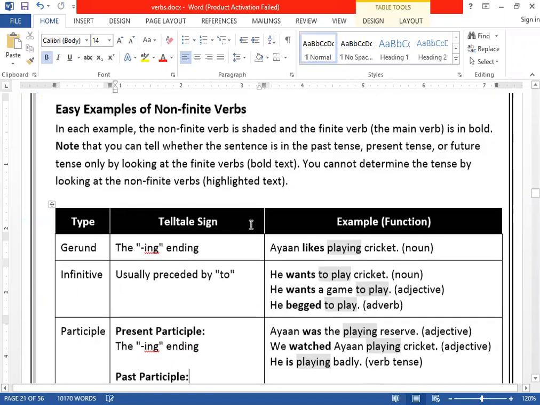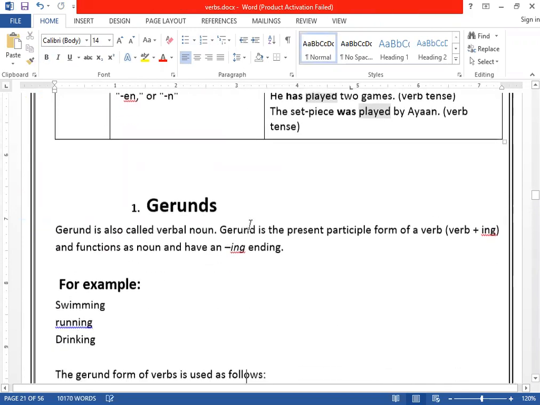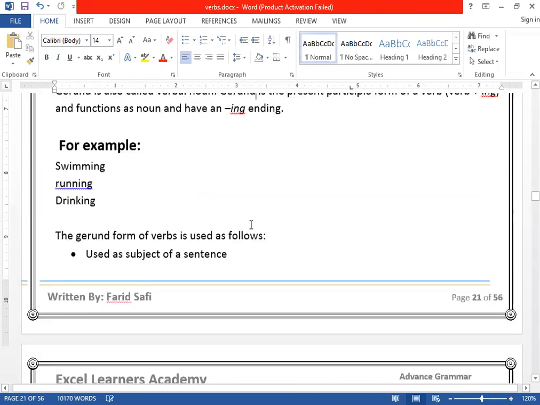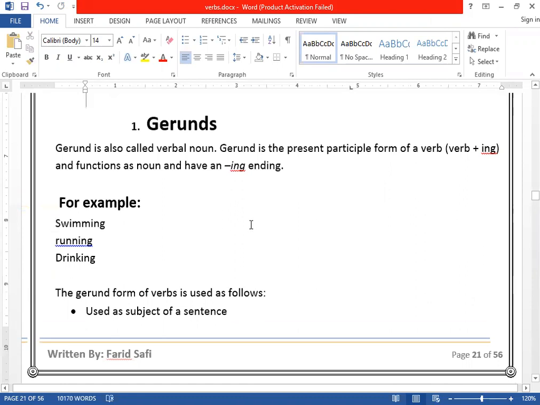We will study about the new topic, clear, important topic, that is called what? Gerund. Gerund, the non-finite type noun. Here we will study about gerund, number one. What is gerund? Gerund is the present participle form of a verb. What I mean by present participle?